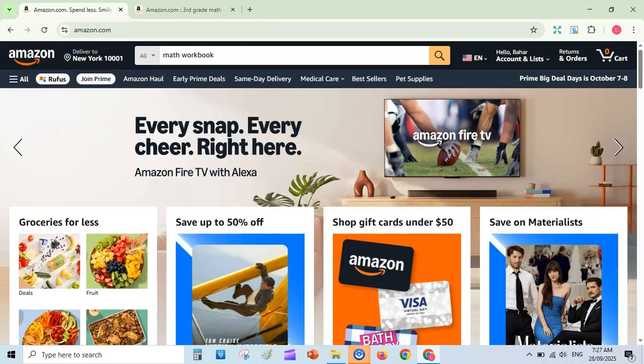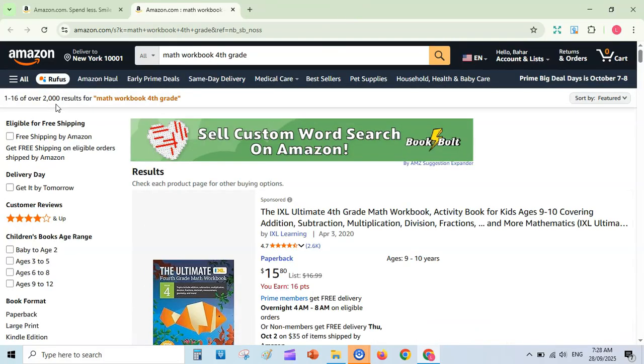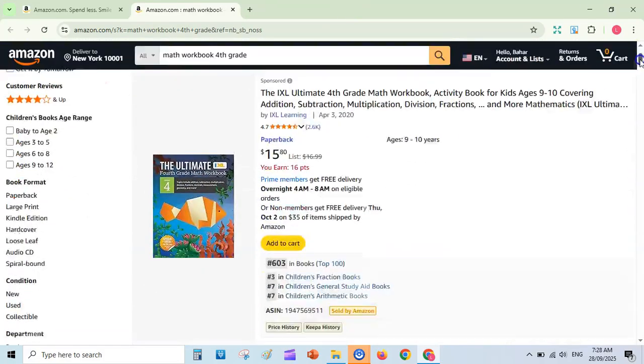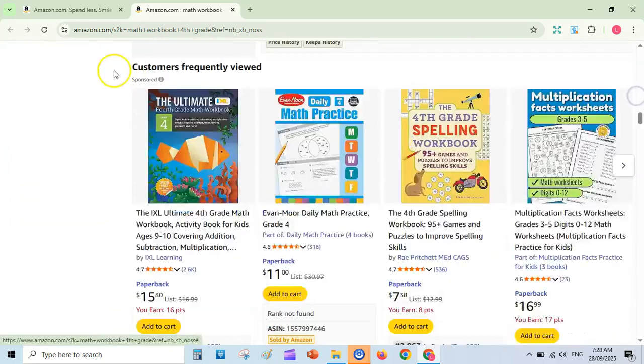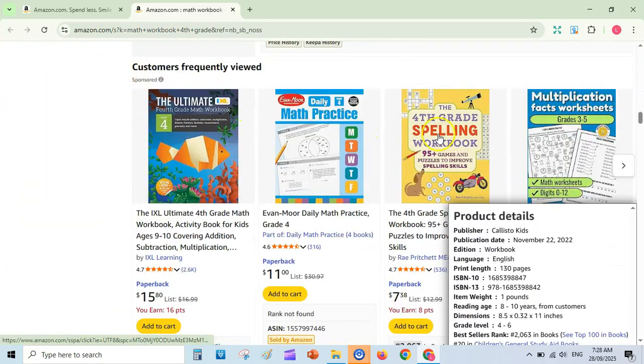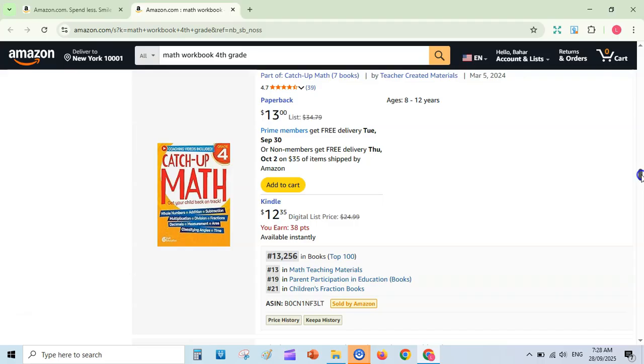Let's see another one, math workbook 4th grade. Let's see this one. Let's close this one. Results are okay, not that high. These are again sponsored listings, brands running ads for that. This is the sponsored listing here. These guys are selling. This is not selling. I think this would be a new book here. So this book is also selling.